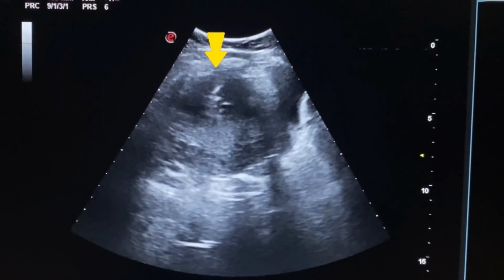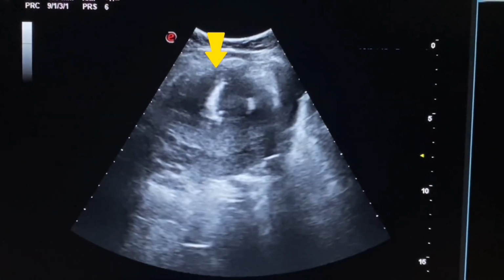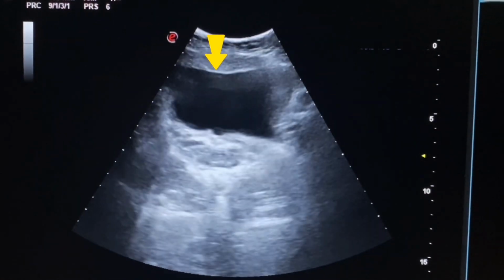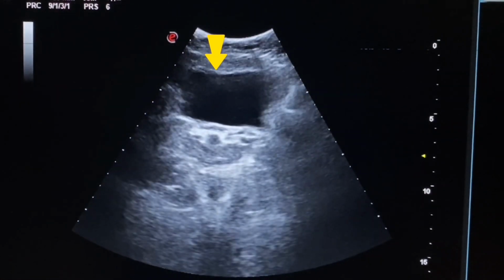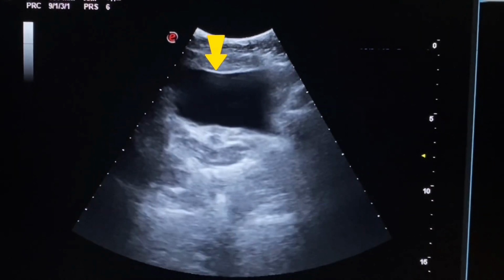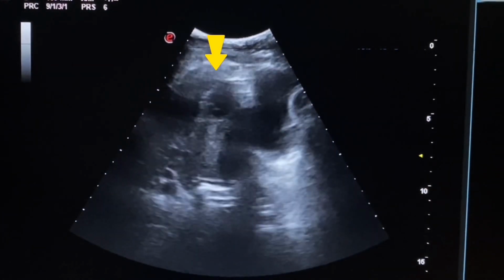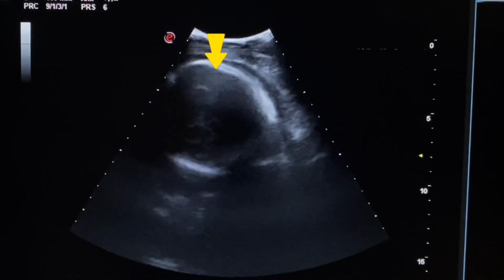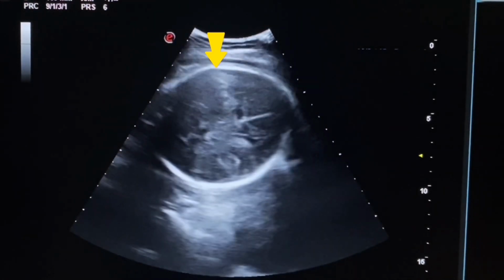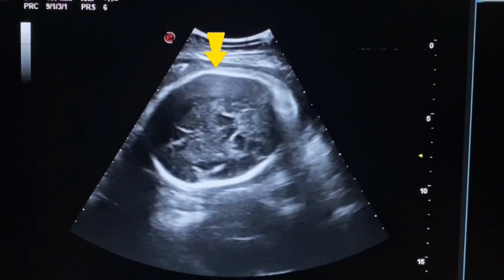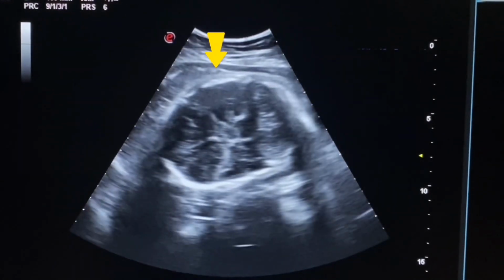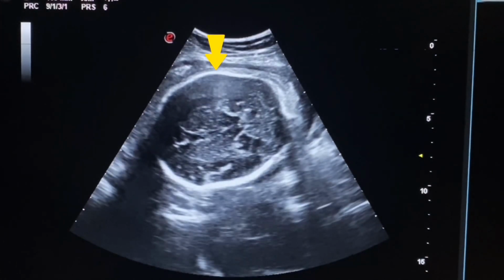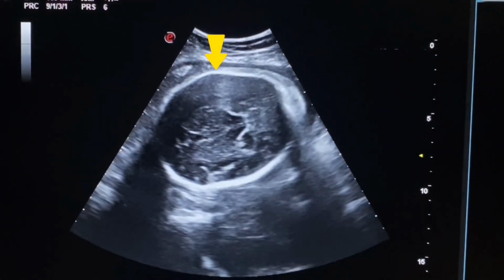Now we start scanning the obstetrics ultrasound of third trimester by using convex probe, placing at transverse position at suprapubic area. Here we see the skull of fetus. It indicates that the fetus is lying in cephalic position, which is normal.